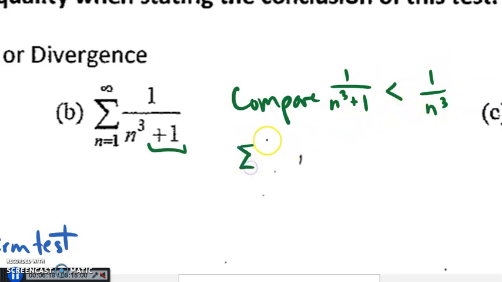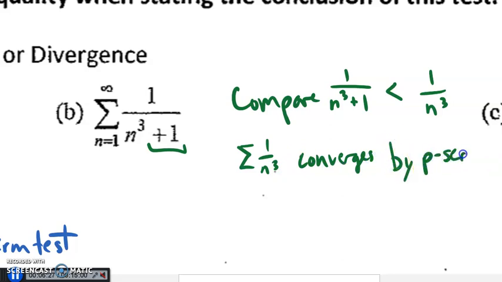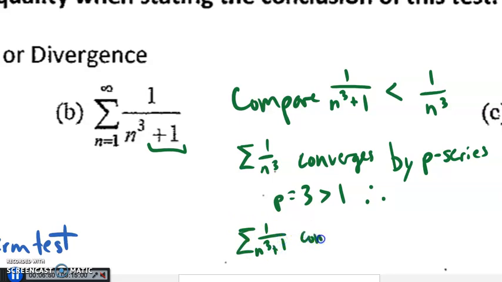So think about this. We know the one we know how to deal with converges by p-series, right? Because p is equal to 3, which is greater than 1. So we've proven now that this thing converges, but this one is the bigger one. And if the bigger one converges, then the smaller one has to converge to something smaller. Therefore, the given series also converges by, well, we just directly compared this to this one. This is by the direct comparison test.